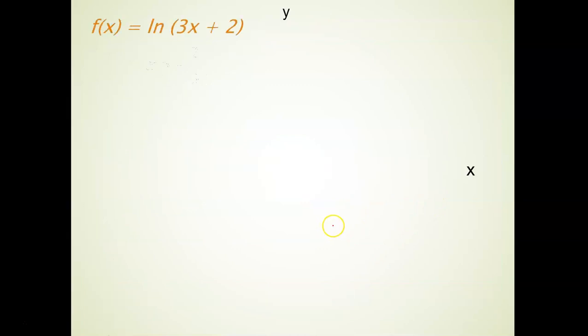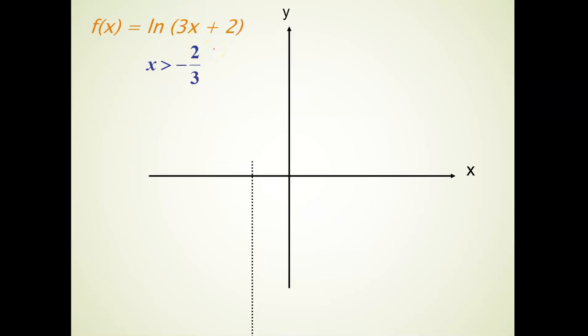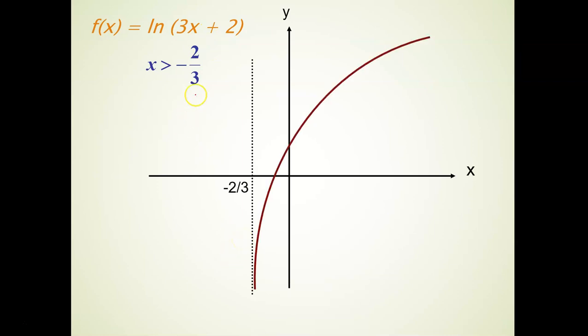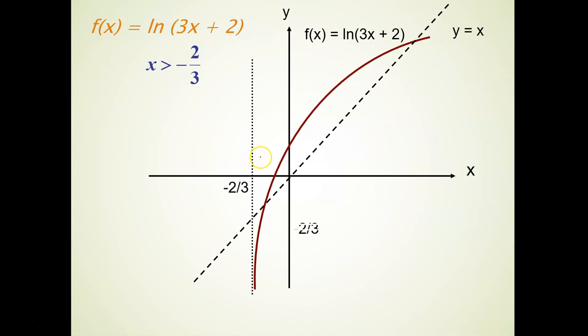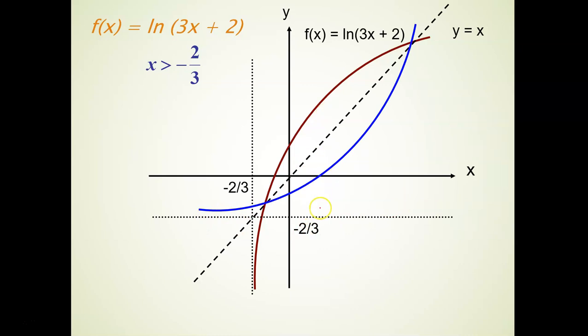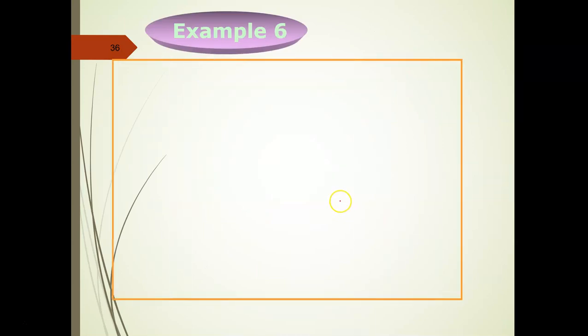So how to sketch the graph? Since we know that there will be an asymptote here at x equals negative 2 over 3, so this is the line of negative 2 over 3. So your graph will be like this, right? Okay, and then that is the line of y equals x. So this is the asymptote for your f inverse at y equals negative 2 over 3. So the blue line is the function of the inverse. Alright, very easy, kan?